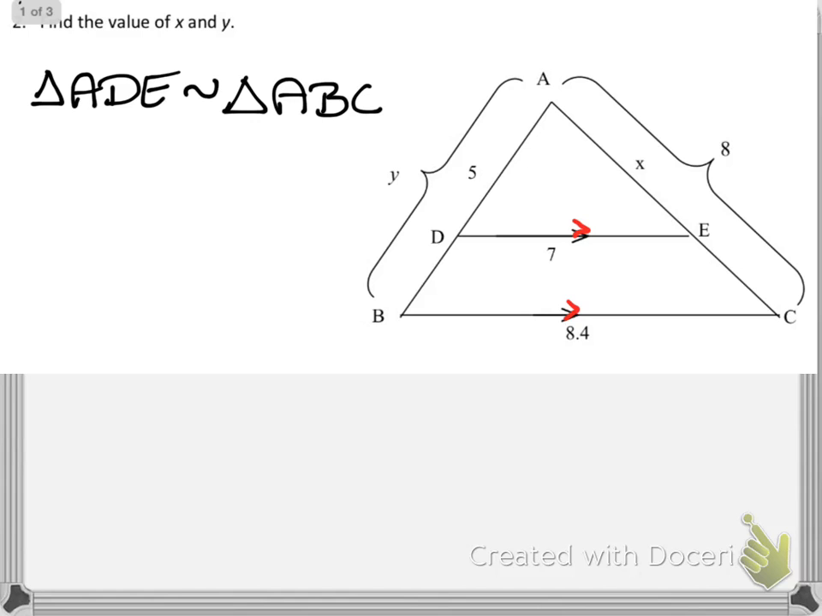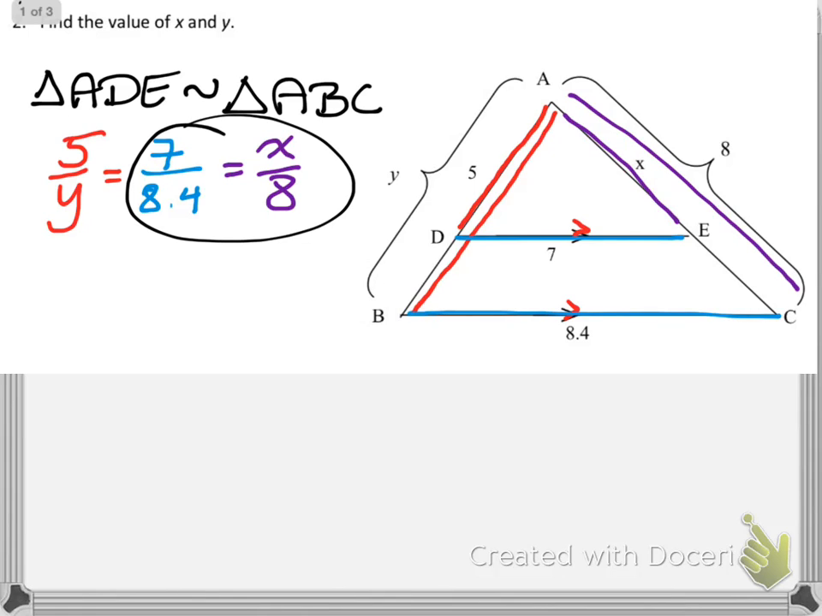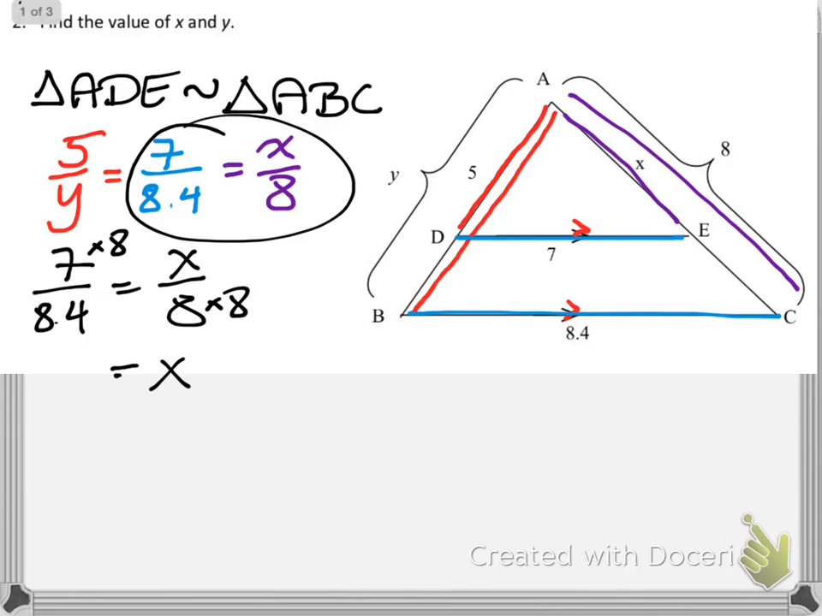So we can set up some corresponding side ratios, and we can say that 5 over y, AD over AB, is equal to 7 over 8.4, and that's equal to x over 8. Now I'm just going to use that first part to try to solve for x. So we have to solve the ratio, 7 over 8.4 is equal to x over 8, and to do that we can multiply by 8 on both sides. And we end up with x is roughly 6.7.